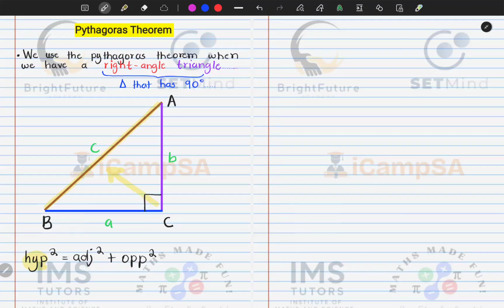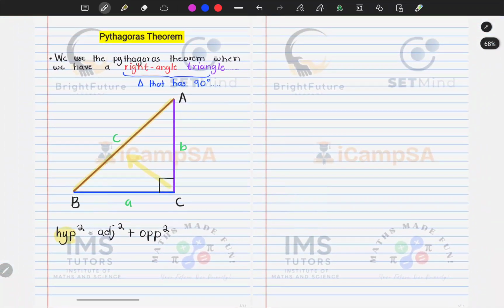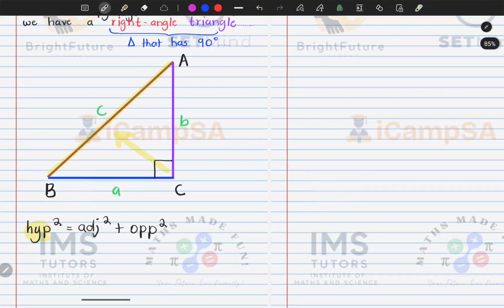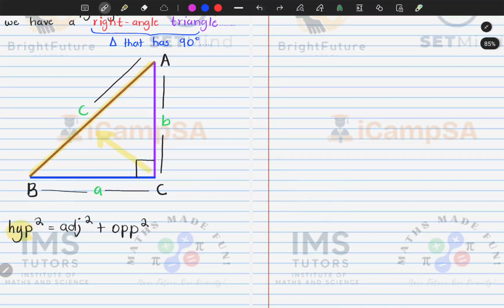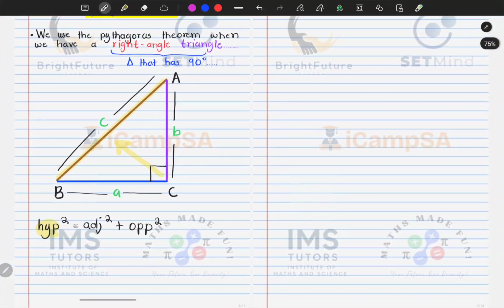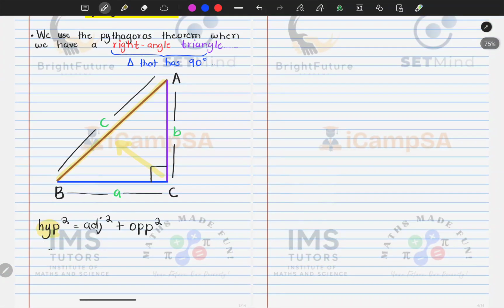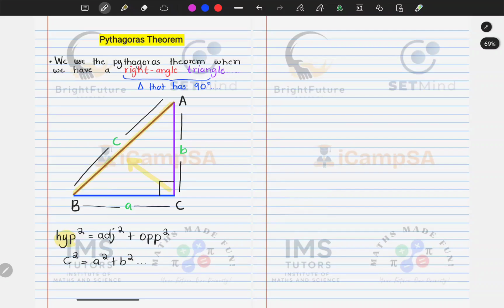And the adjacent and the opposite depend on where you are looking from. So for this problem, we have a side which has length B, another one which has length A, and the other one, AC, has length C. So according to the Pythagoras theorem, as you can see, our hypotenuse is C. So the equation that would work would be C squared equals A squared plus B squared. This would be us using our Pythagoras theorem.